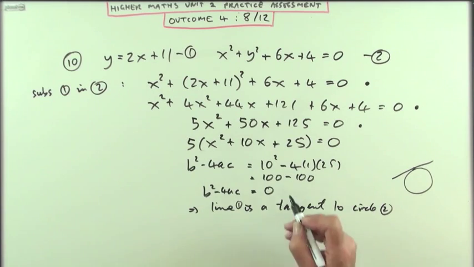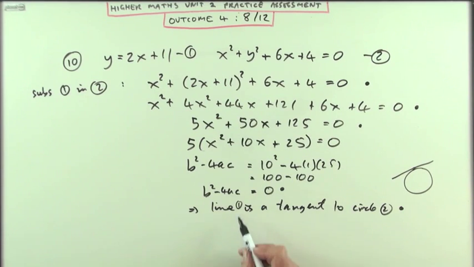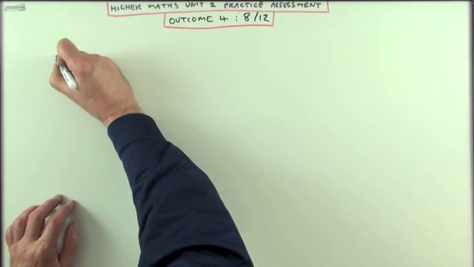The 2 marks being getting 0 for the discriminant, and then saying that that means it's a tangent. Probably safer to say the same thing though, b squared equals 0, and then that implies equal roots. So line is a tangent. Maybe I should have put that in.